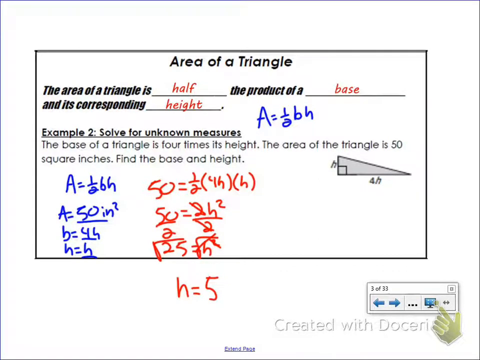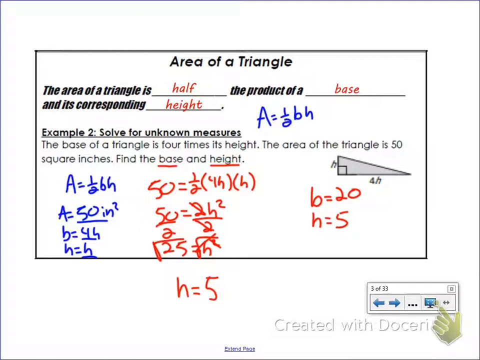Now it wants me to find both the base and the height, so I want to go back and make sure I reread the problem. I found the height is 5, okay, but I'm also looking for the base. And then remember, the base is 4 times the height, so 4 times 5 is going to be 20. We can always go back and double check my answer with my measurements that I have now.